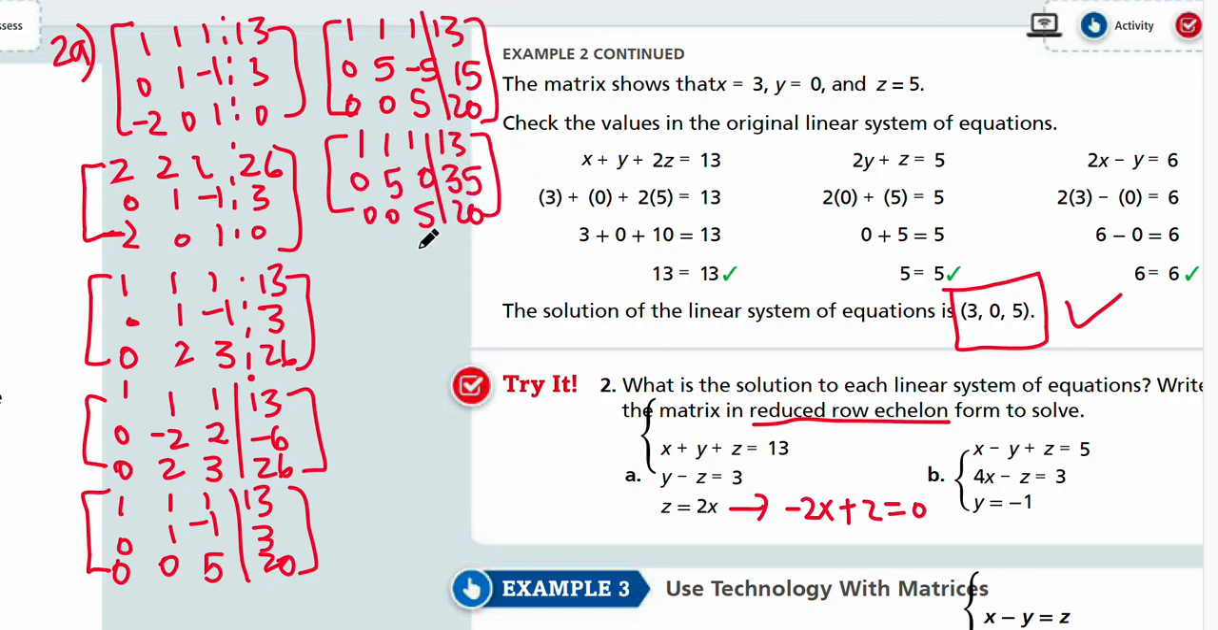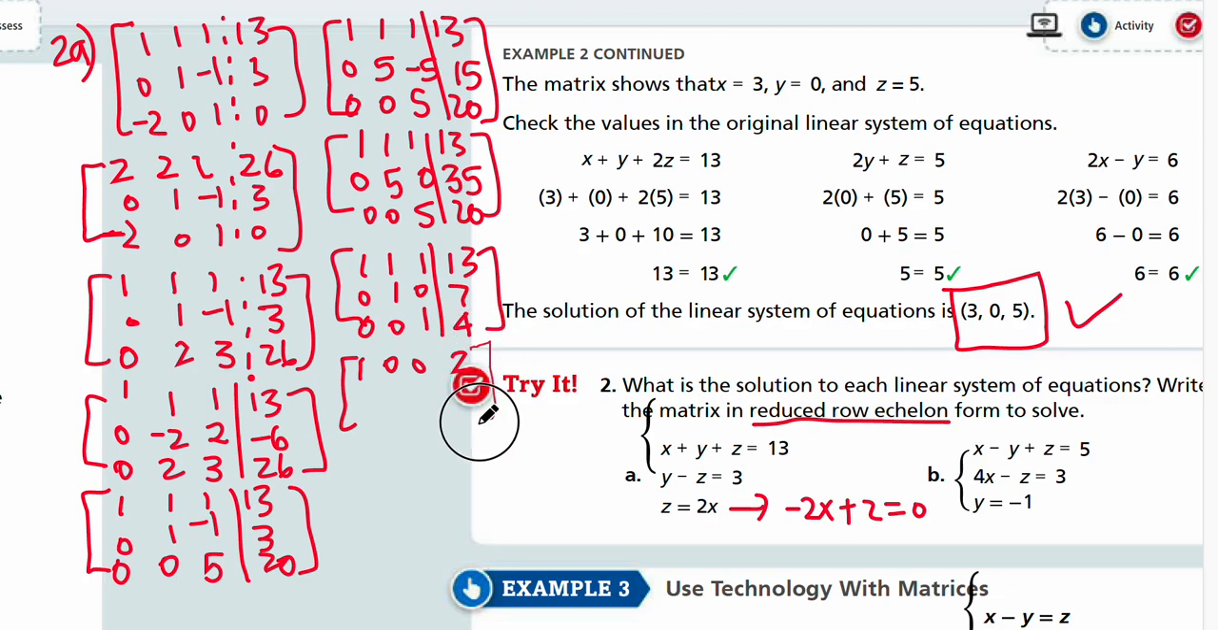0, 0, 5, 20. And then you can multiply these two by 5, right? And then you have 0, 1, 0, 7, 0, 0, 1, 4. And now you can multiply the second and third row by any number, or you can just subtract it from the first row in order to get 1, 0, 0, 2, because 13 minus 7, 13 minus 4 would just give you 2, right? So I'm skipping one step, but I'm subtracting the first row by the second and the third row at the same time.